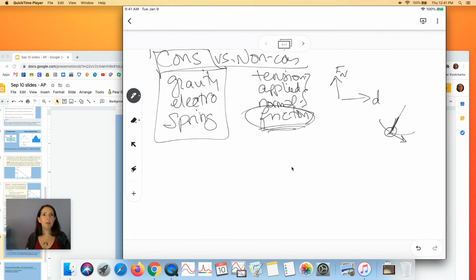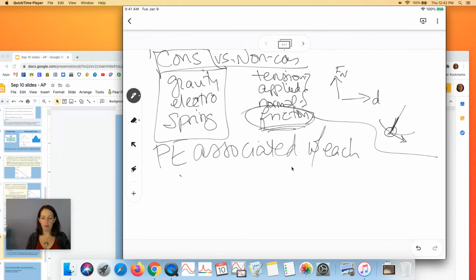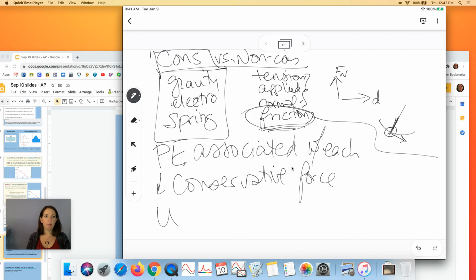Okay, so when we're thinking about conservative forces, what's really important is that there is a potential energy associated with each conservative force. Sometimes I write PE, sometimes I write U, so you should be used to going back and forth. So what's the difference? Definitely the fact that there's potential energy associated with the conservative force is important.